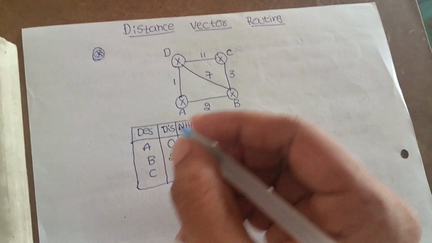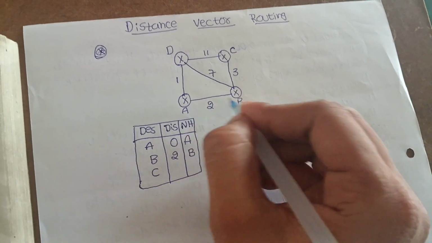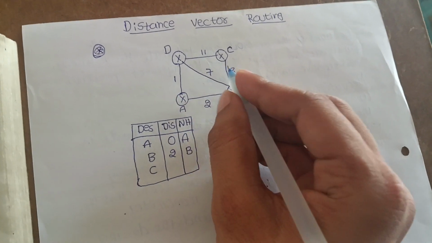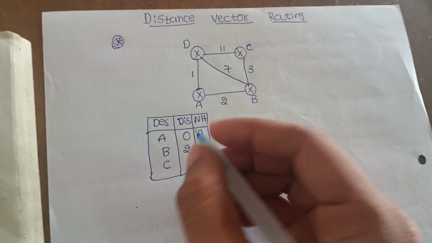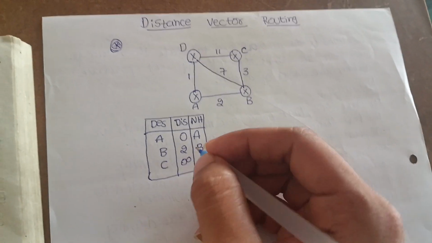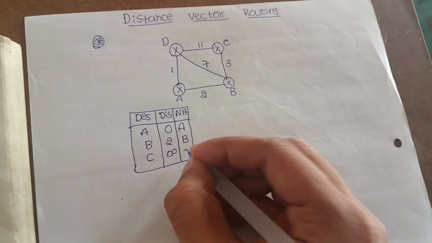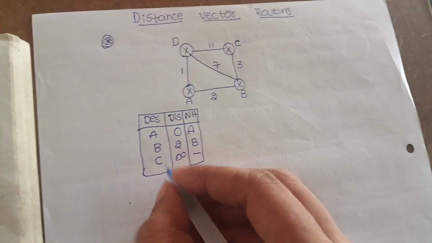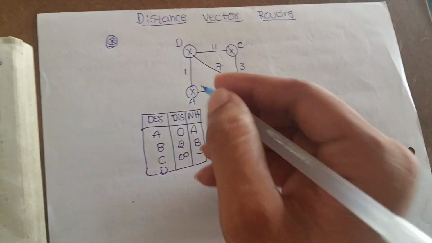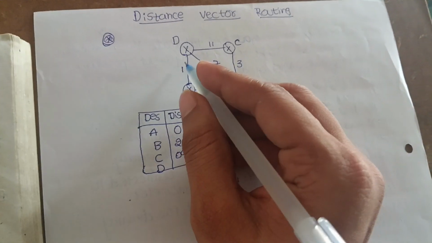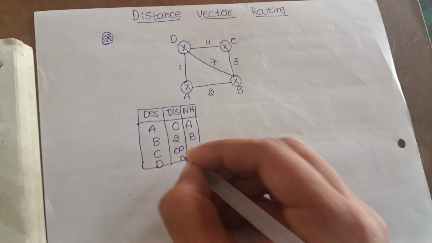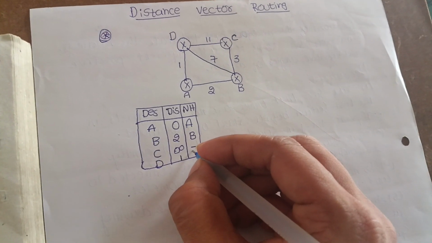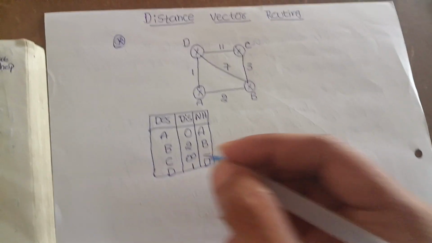From A to C, we can check here, A to C, there is no direct mapping, no direct line, so we keep infinity, and next hop is not there. From A to D there is a direct link, distance is 1, and next hop is D.